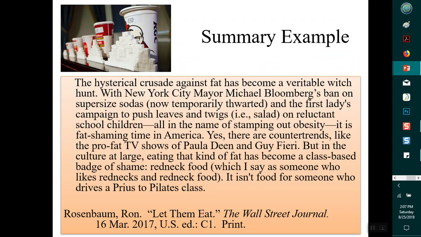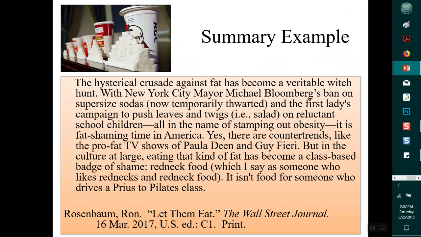Yes, there are counter-trends like pro-fat TV shows of Paula Deen and Guy Fieri, but in the culture at large, eating that kind of fat has become a class-based badge of shame. Redneck food isn't food for someone who drives a Prius to Pilates class.